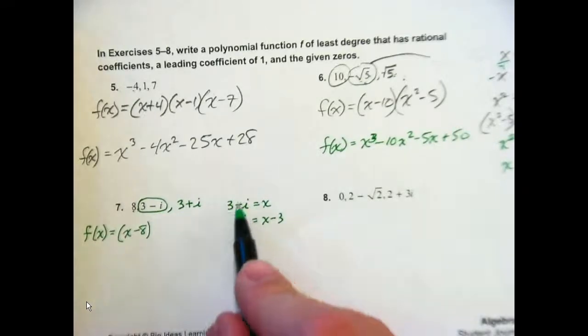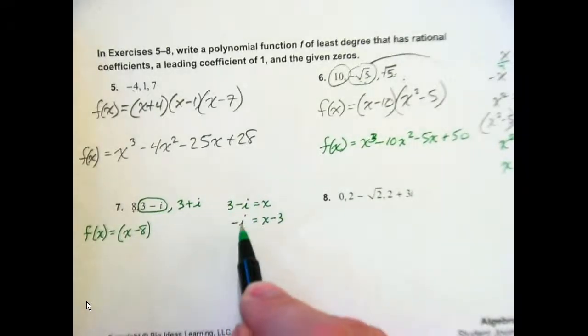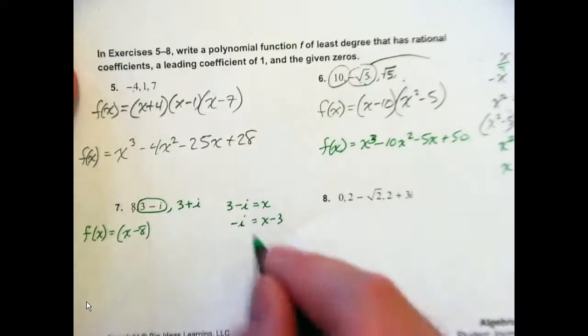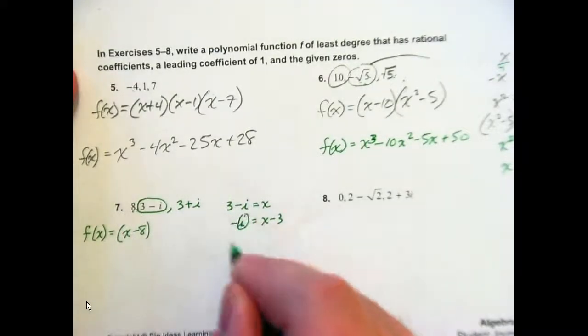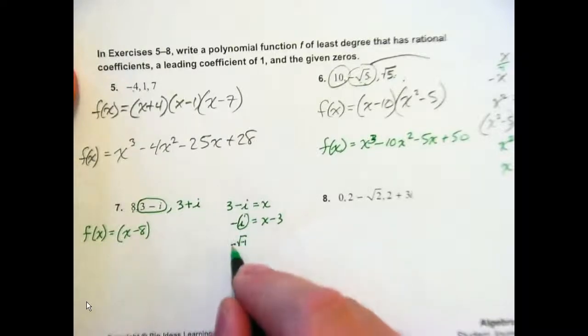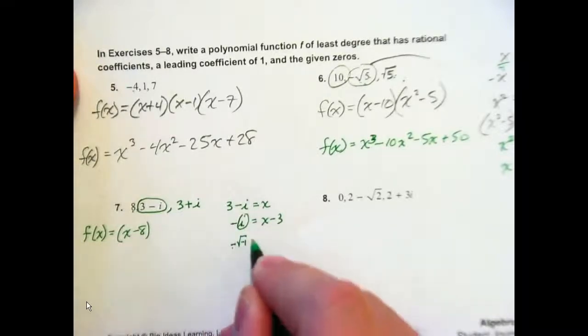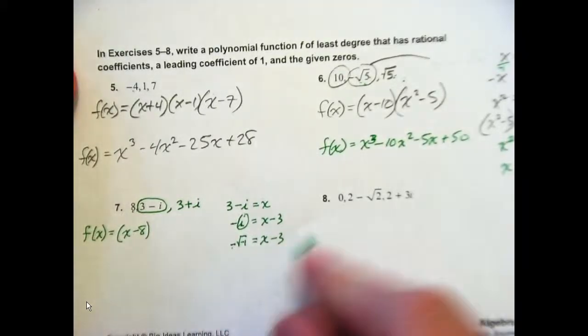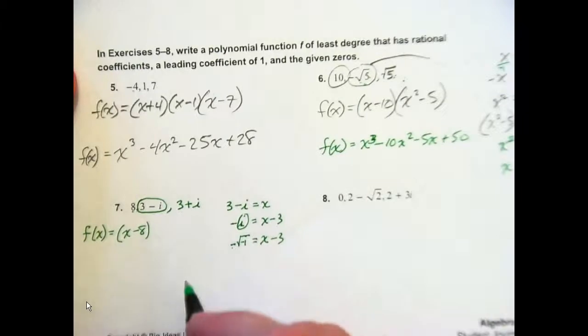Yep, because there's a negative in front of it. Oh, negative i. I forgot the negative. There we go. Okay? And then from there, what is i? Root negative 1. So this i is actually root negative 1. So I have negative root negative 1 equals x minus 3. Does everyone see where the other answer is going to come from?